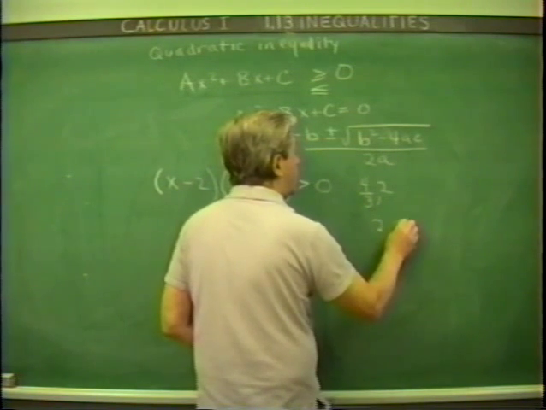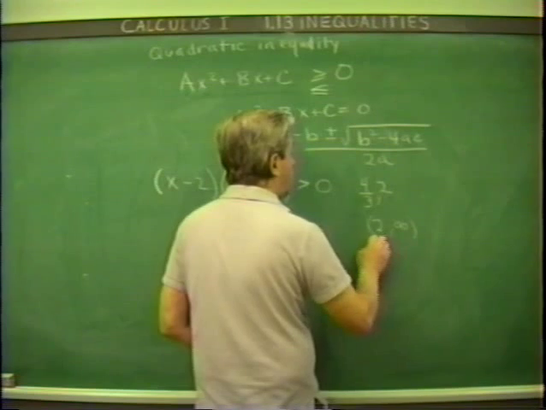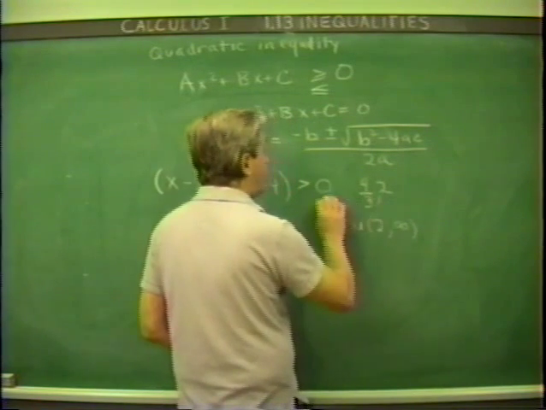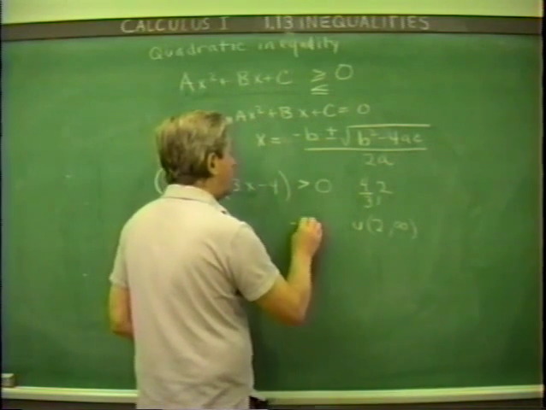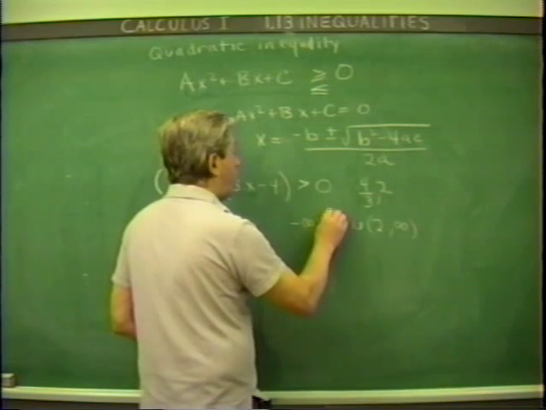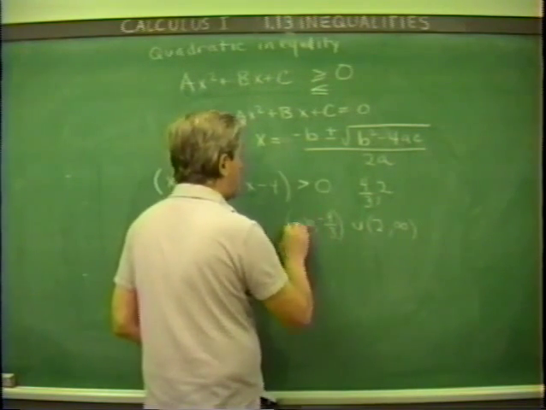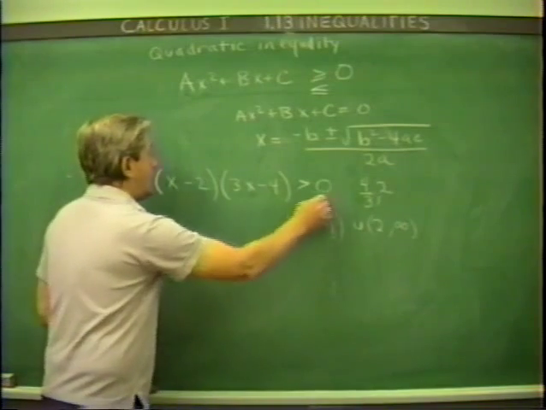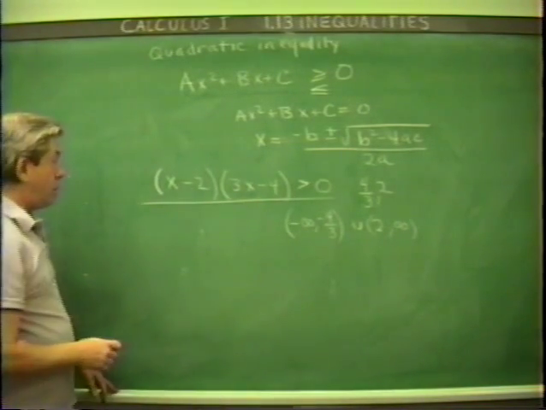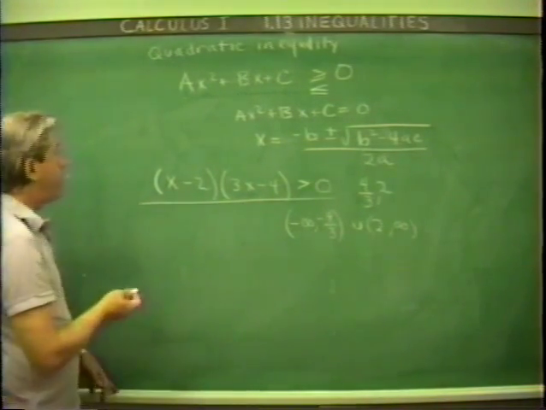Since it opens upward, and it's 0 at 2 and 4/3, it must be positive, greater than 0, on 2 to infinity, to the right of 2, and it must also be positive to the left of minus 4/3, or between minus infinity and minus 4/3.